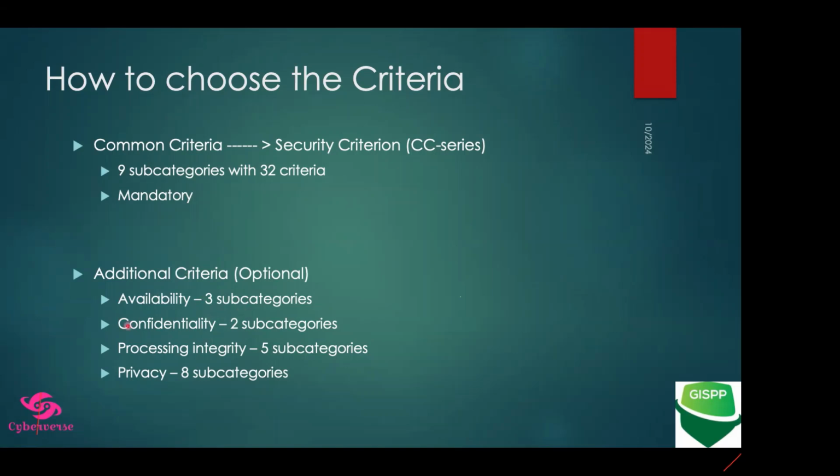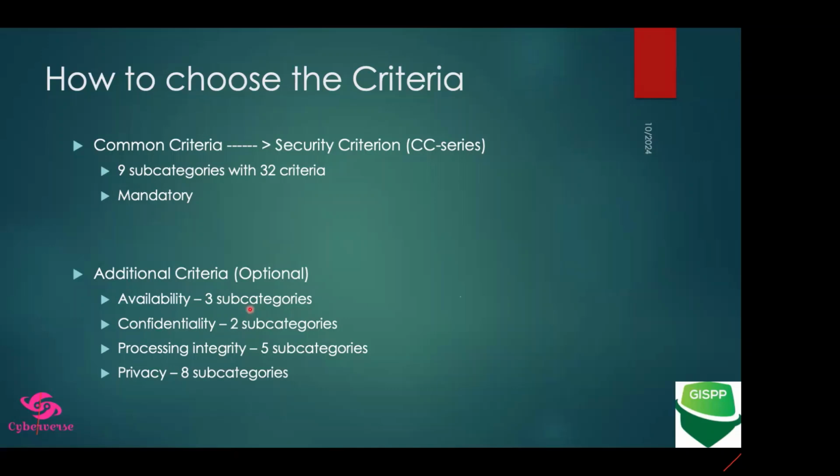लेकिन अगर आप ये कहते हो कि I have to go for availability, then you have to consider all 3 subcategories. उसमें आप exclusions नहीं कर सकते हो. If the control is applicable, वही the concept that we have in ISO 27001, if a control is applicable, you have to implement, right? So it's the same concept here. If a subcategory is applicable, then you have to go for the relevant controls and relevant subcategories.